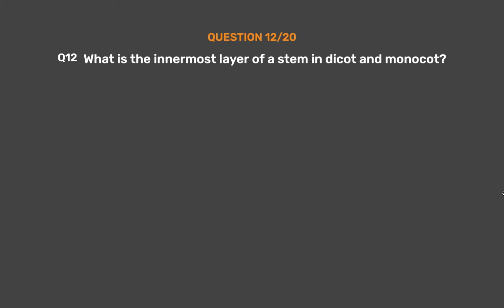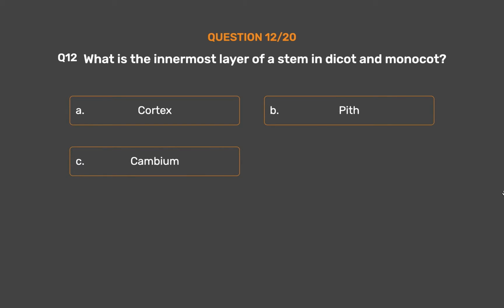Question number 12. What is the innermost layer of a stem in dicot and monocot? Option A. Cortex. Option B. Pith. Option C. Cambium. Option D. Bast.